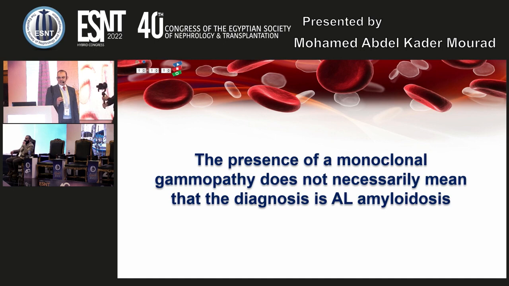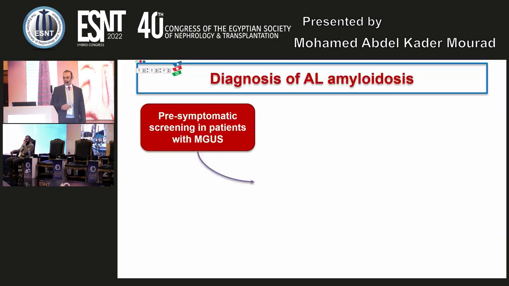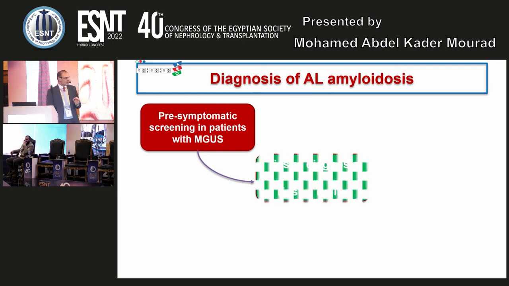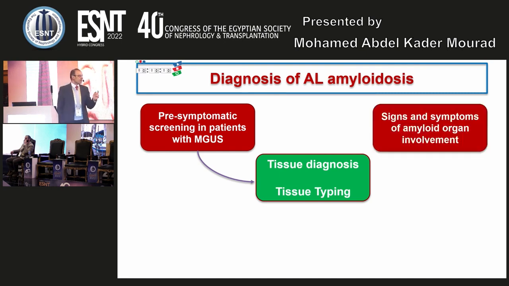But take care, the presence of monoclonal gammopathy per se doesn't necessarily mean that the diagnosis is AL amyloidosis. So we should discriminate which type of amyloidosis by tissue typing to confirm that it is a case of AL amyloidosis. As Dr. Ahmed said, if we have a pre-symptomatic screening patient with monoclonal gammopathy of undetermined significance, we should go for tissue typing to detect if it is a case of AL amyloidosis or which type of amyloidosis.